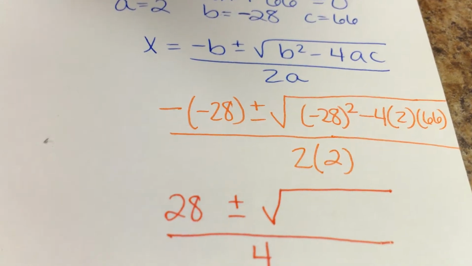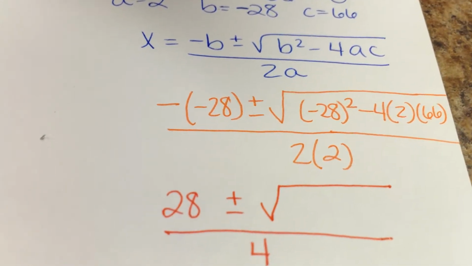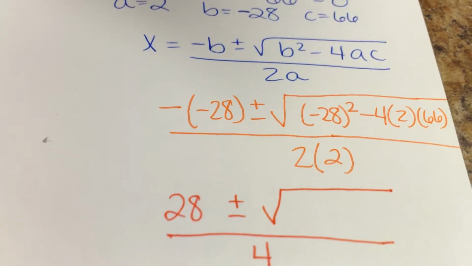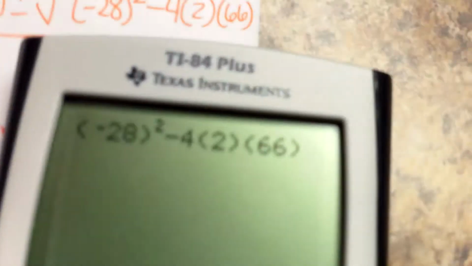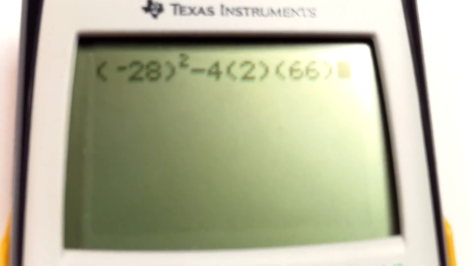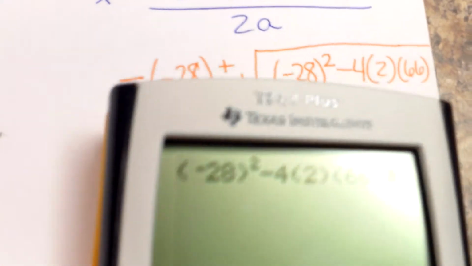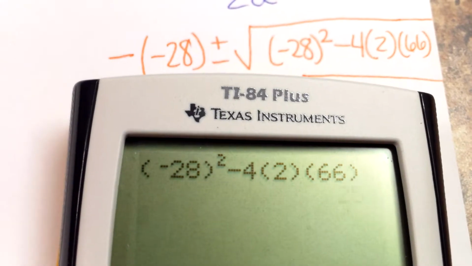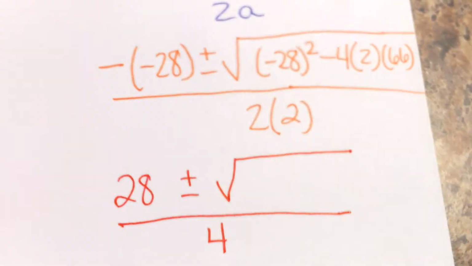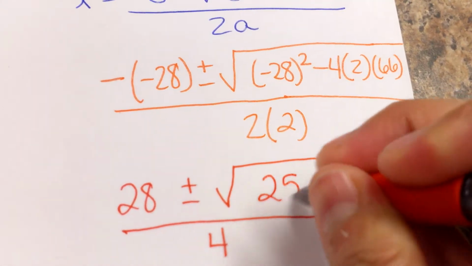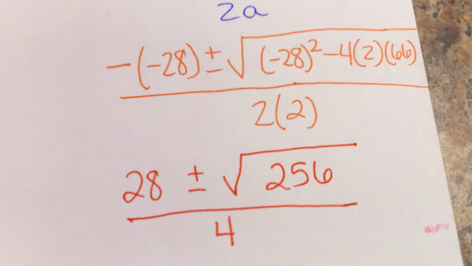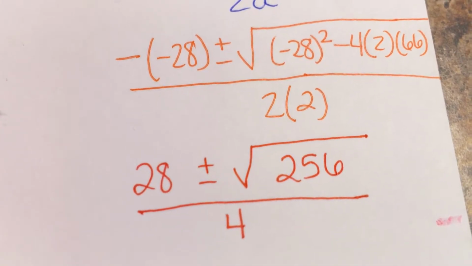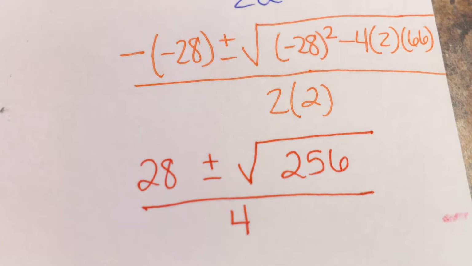Negative 28 squared. I'm going to plug it in exactly the way it looks with the parentheses. I'm trying to get the glare out. Trying to see if you can see it. Okay. So I want you to see how I input it. I input it exactly the way it looks, and then I press enter. 256. Okay. So that's what we got. 256. That's my discriminant. Because the discriminant is bigger than 0, that means you're going to have 2 solutions.